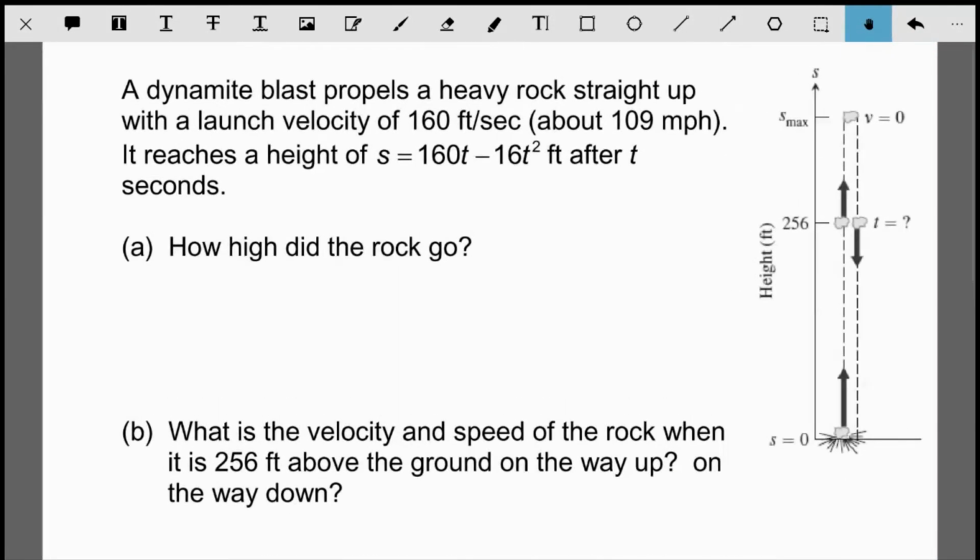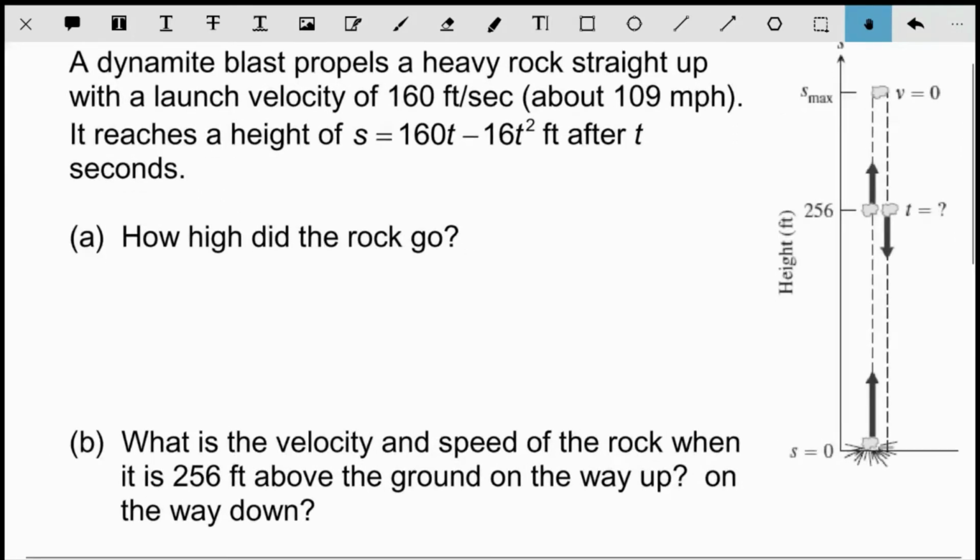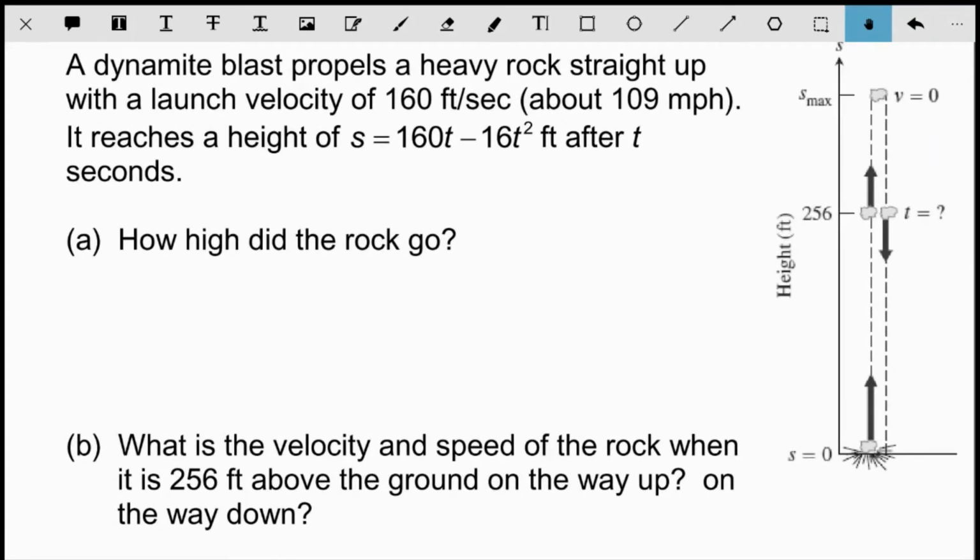All right, so what I have here is an example that I want you to try, because most of you have at least some experience with some of these basic physics concepts, and I want you to try this using calculus. Some of these problems are strictly algebra problems, but some of them are going to involve using calculus. So on this problem, you've got a scenario where a dynamite blast propels a heavy rock straight up with a launch velocity of 160 feet per second, and it reaches a height of, and then we have this position function, 160t minus 16t squared feet after t seconds.